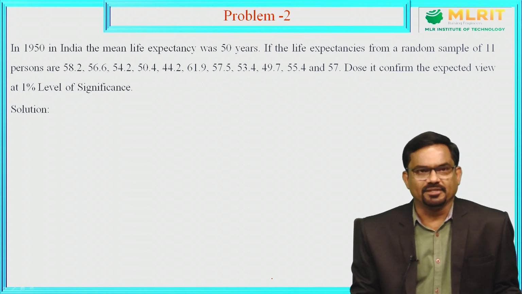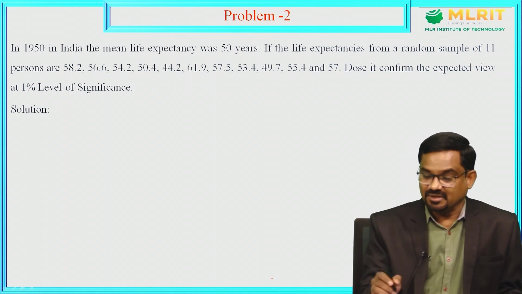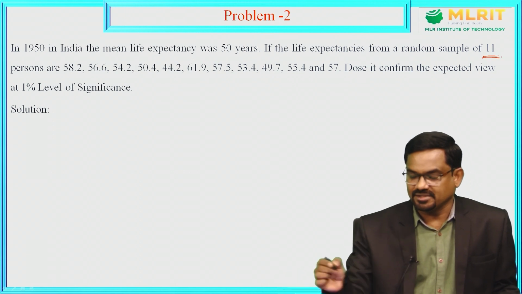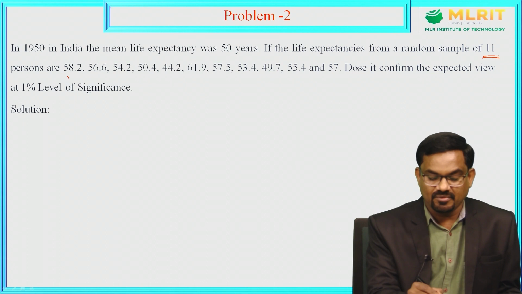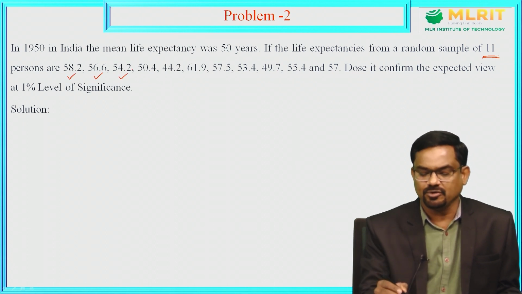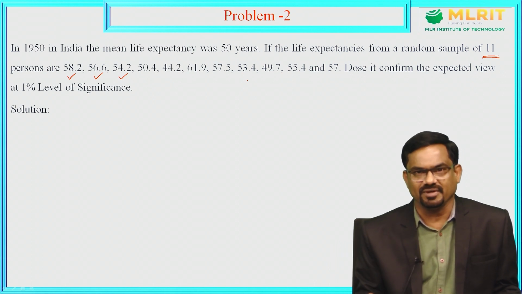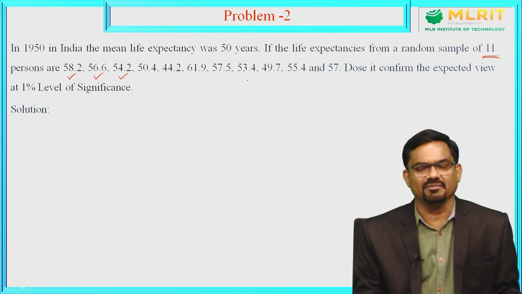Here the problem is: in 1950 in India the mean life expectancy was 50 years. The life expectancies from a random sample of 11 persons are given, so n equal to 11, which is a small sample. The values given are 58.2, 56.2, 54.2 and so on, 11 values in all. Does it confirm the expected view at 1% level of significance?